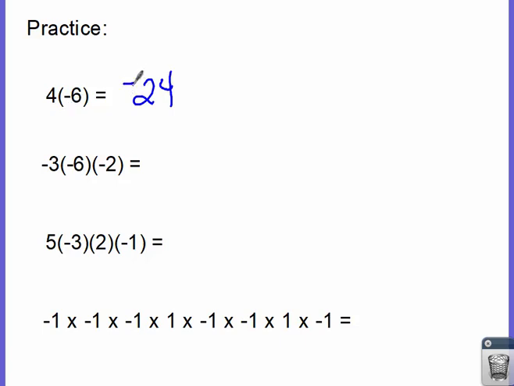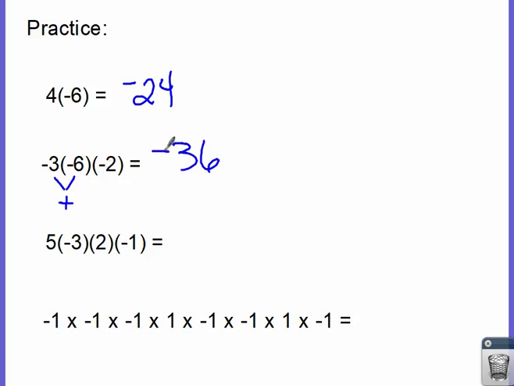Okay? Second one says we got 3 times 6 times 2, and they're all negative. So 3 times 6 gives me 18. 18 times 2 gives me 36. How many negatives do you see? Well, these 2 negatives go together to make a positive. But this 1 negative here, it's left out in the cold, makes the whole thing negative.